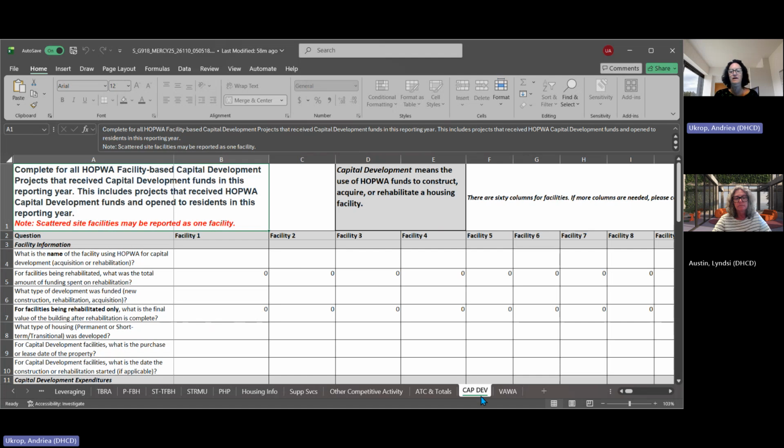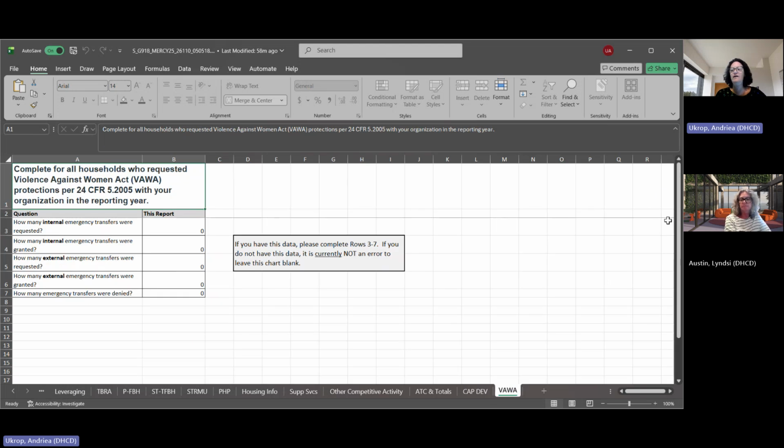That is not something that we fund with our HOPWA funds through DHCD. And if you have the information, this is something that we should be collecting now. So make sure if you have any information on emergency transfers due to domestic violence or sexual assault, that information gets reported here in the VAWA category.